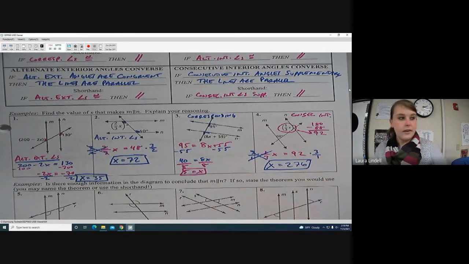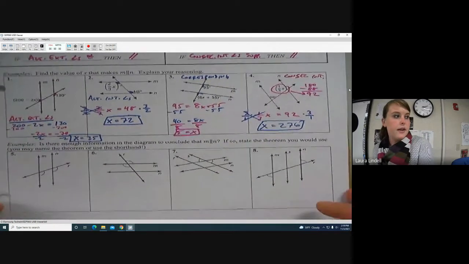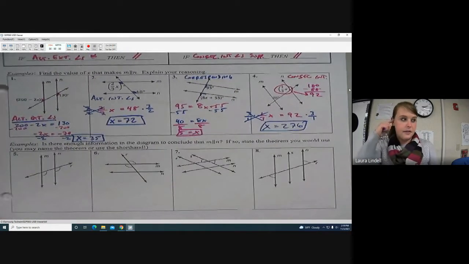All right. So that's one style of problem that we'll be asked to do. And you guys have seen these ones before. You guys can do these. It's the same kind of thing, just phrased differently. The next style of problem that we're going to see is down below. It's going to ask you something like, is there enough information in the diagram to conclude that M is parallel to N? If so, state the theorem you would use to show it.